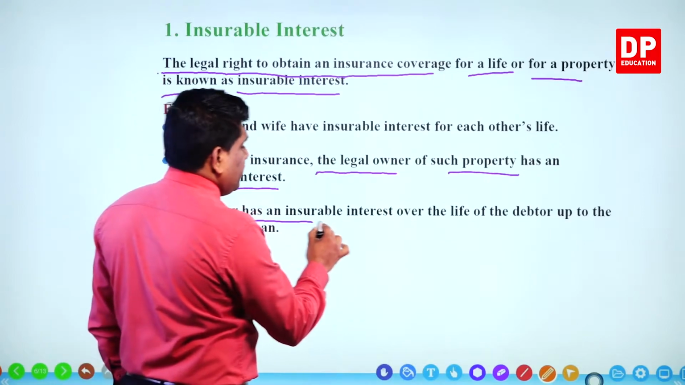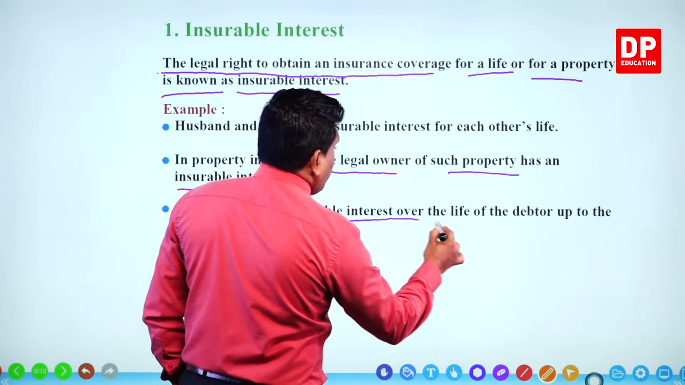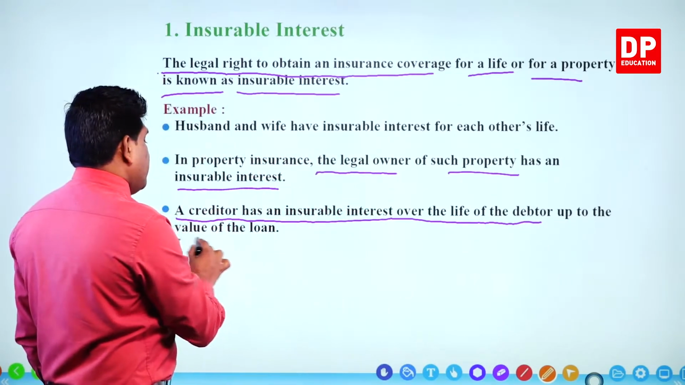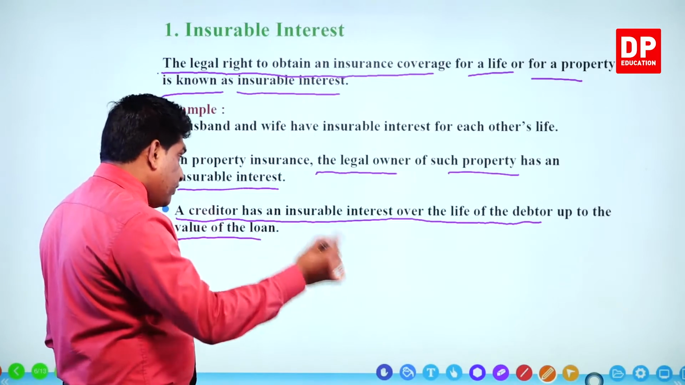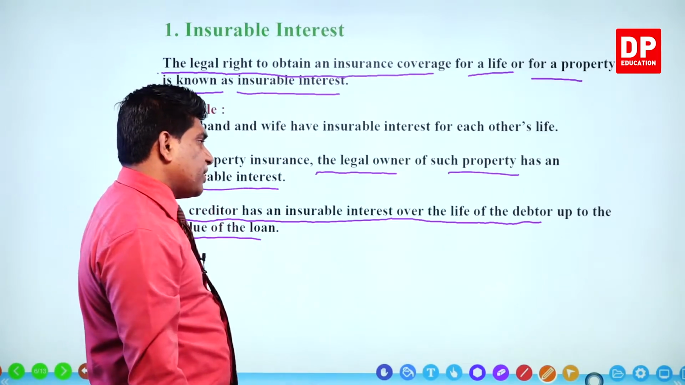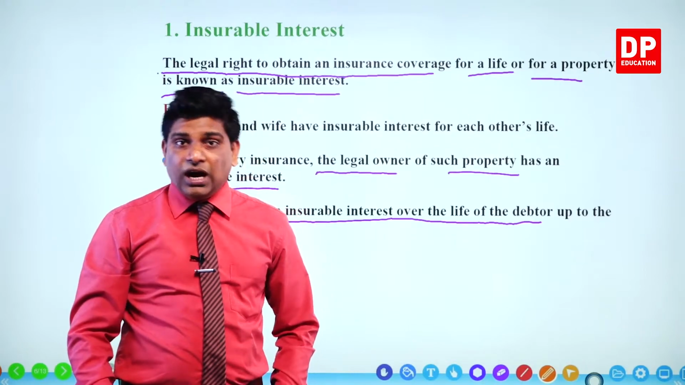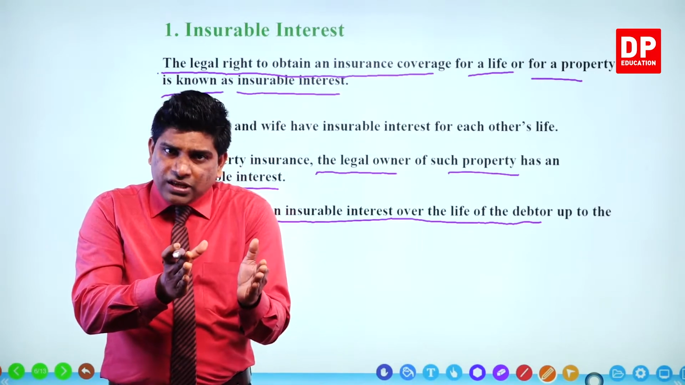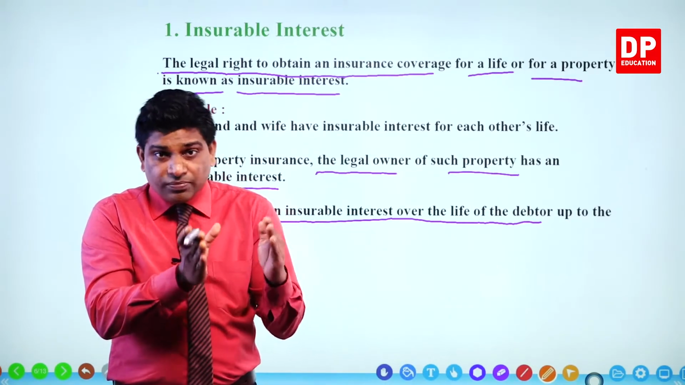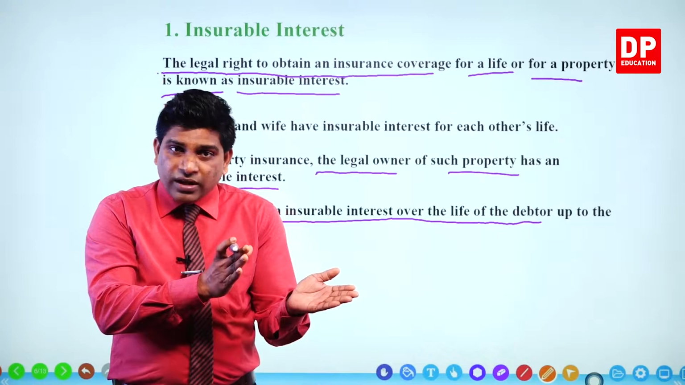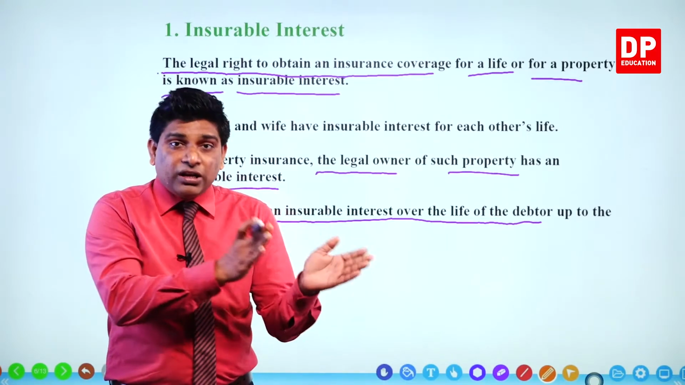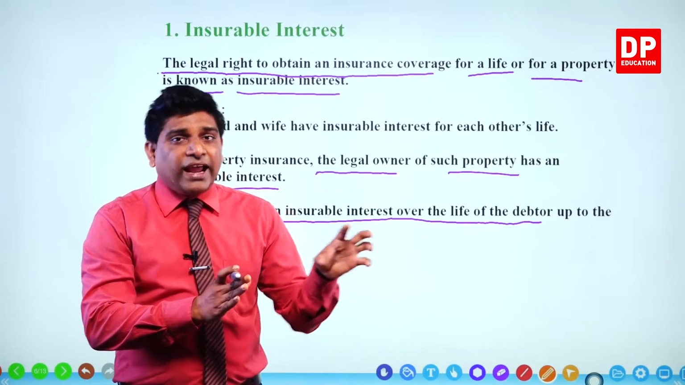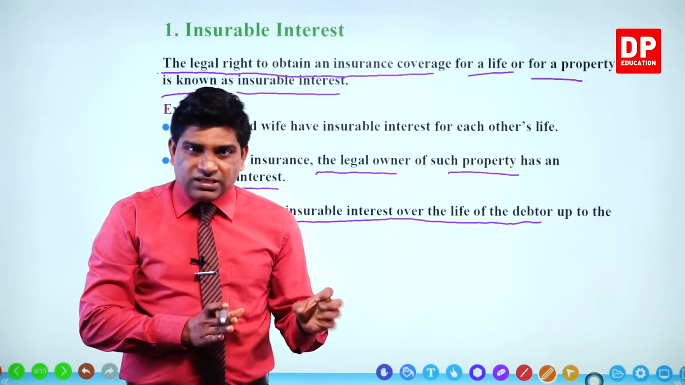A creditor has an insurable interest over the life of the debtor up to the value of the loan. A creditor has an insurable interest, right? Remember creditor, you know creditor, right? If you have purchased something on a credit basis from someone, from your supplier, you have to pay money to that party. That creditor can get an insurance policy.